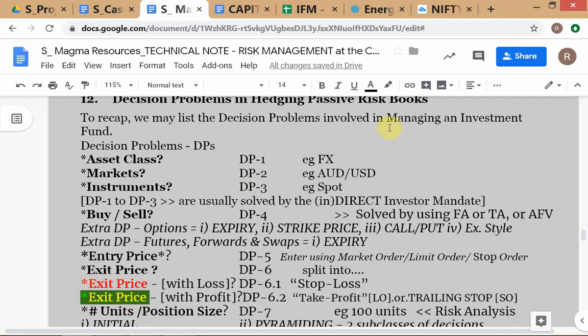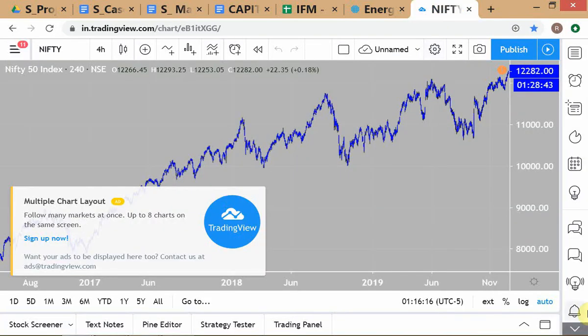Is this clear? Are you following what I'm saying here? So why did I say indirect investor mandate? That's what I mean by that.